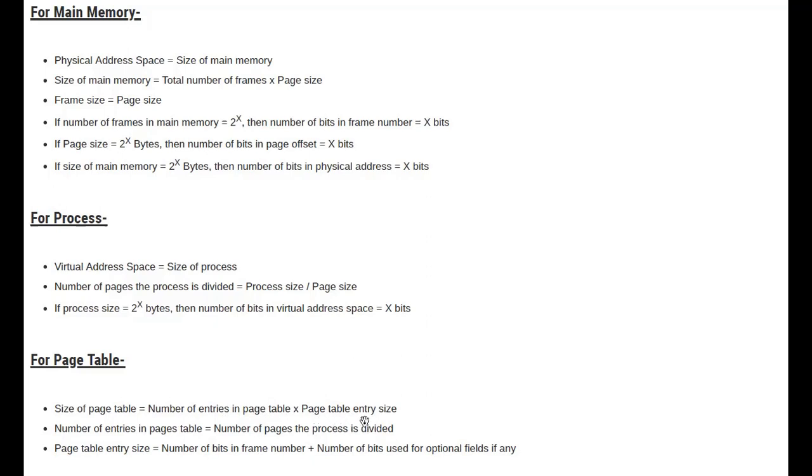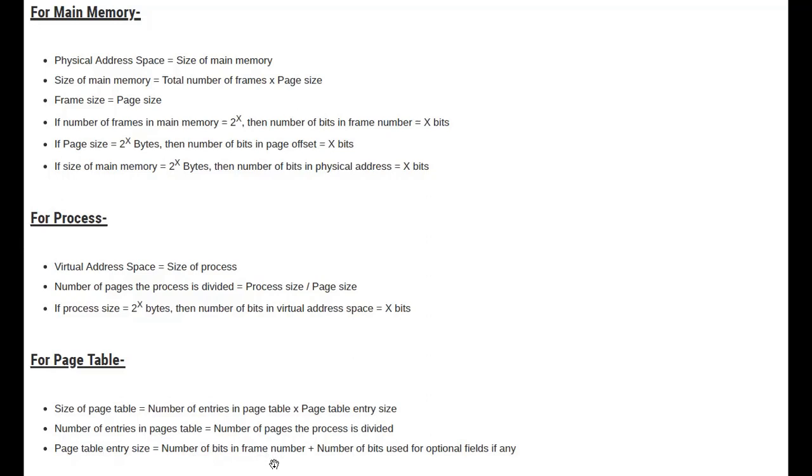What is the size? That we will discuss now. Number of entries in page table, how many number of entries will be there? Number of pages the process is divided. If you are dividing your process in 10 different pages, so 10 is the number of entries in the page table. What is the page table entry size?